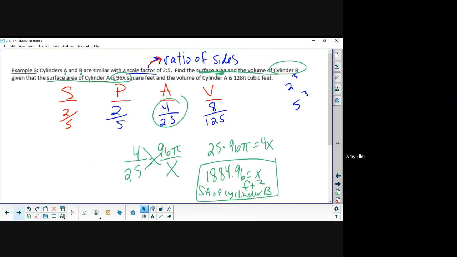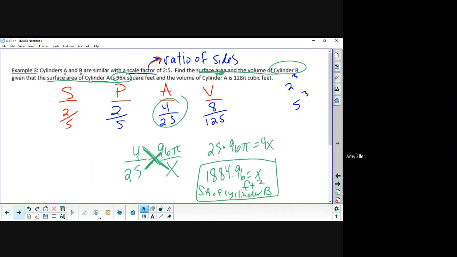$1,884.96. Okay. Cross multiply. So 25 times 96 pi. You'll type that in your calculator. Okay, and then write that number down. Then that equals, you've got to multiply the other cross, so 4 times x. Then divide by. Good question.